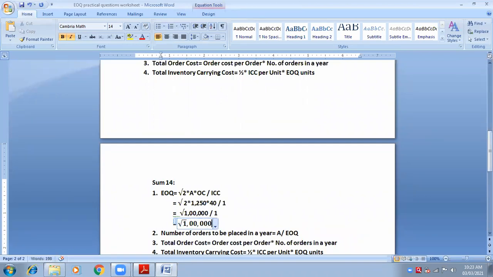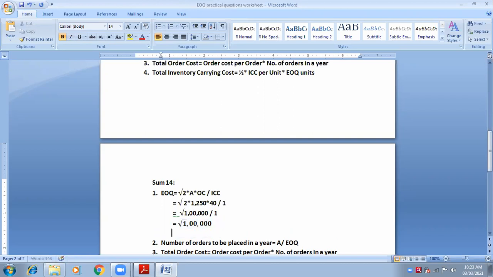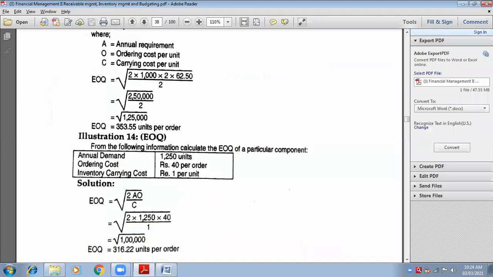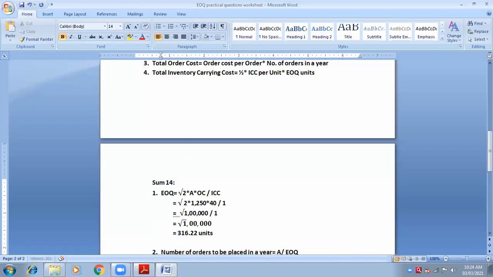1 lakh divided by 1 lakh will be 1 lakh, ma'am. Okay. So what is the square root of 1 lakh? 316.2. 316.22. Correct? Yes, ma'am. So 316.22 units. Because 1250 was in units, therefore your answer will also be in the form of units.